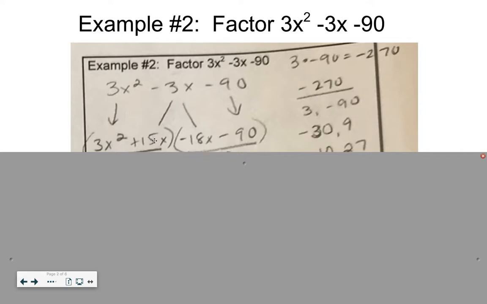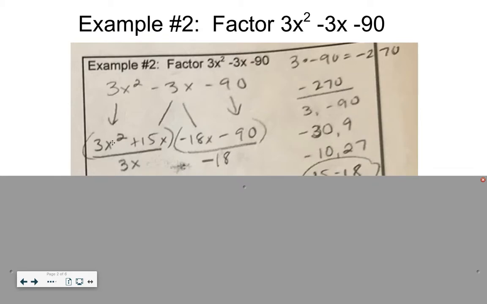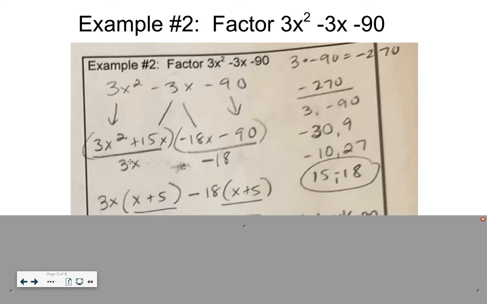Sometimes it doesn't matter and it will work for both numbers. For example, in this problem, if I put the negative 18 here and the 15x here, I will still end up getting the same answer. So I've decided to put the 15x first because they're both divisible by 3, and then negative 18x because they're both actually divisible by 18. So I come up with the greatest common factor, which in this case is 3x and negative 18. I'm going to pull those out.